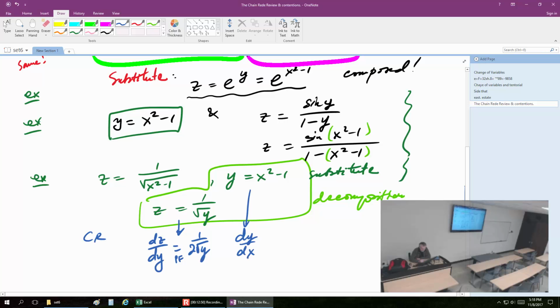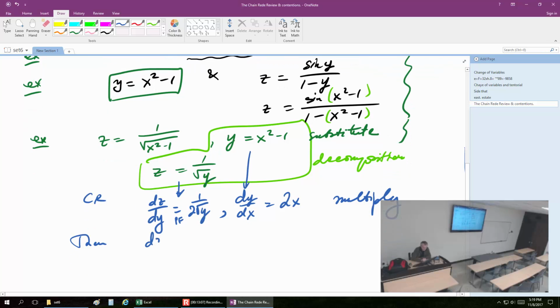So dy dx is 2x, and these are the two derivatives that are to be multiplied according to the chain rule. Okay, so this is then, by the chain rule, dz dx, the original function.